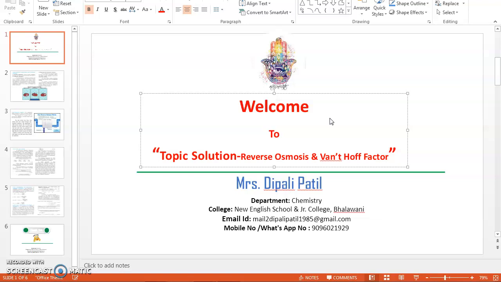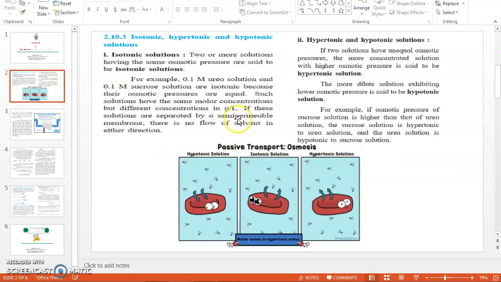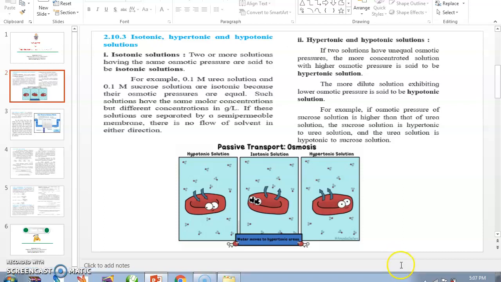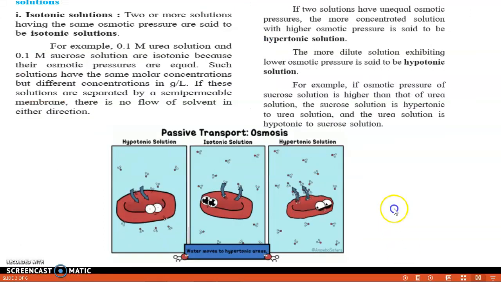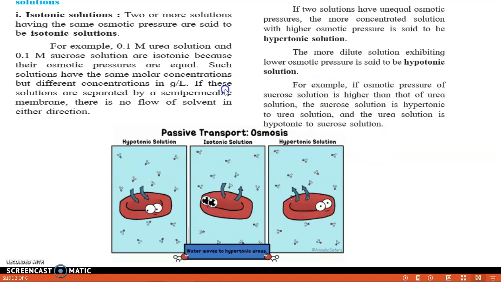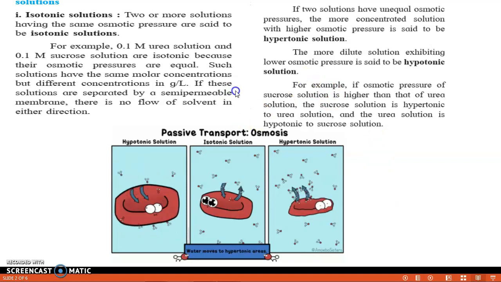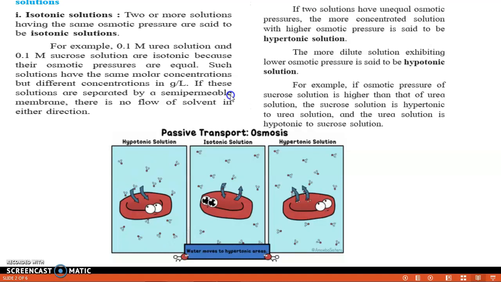In this topic, our last lecture is on reverse osmosis and van't Hoff factor. Before that, we have to study the types of solution. There are three types of solution: isotonic solution, hypertonic solution, and hypotonic solution.